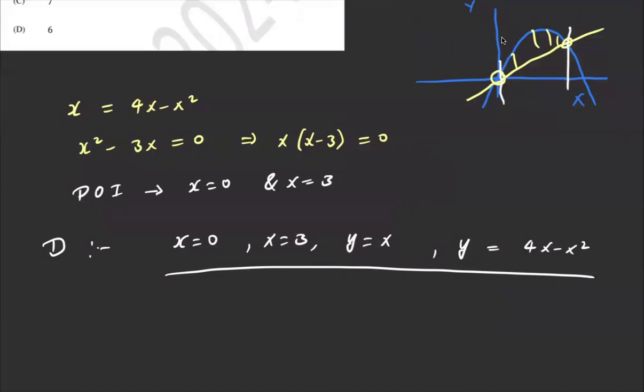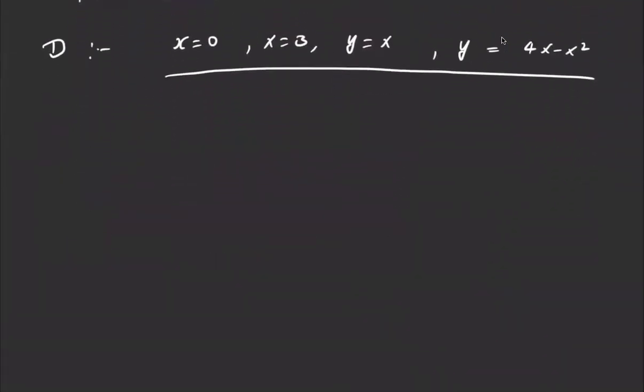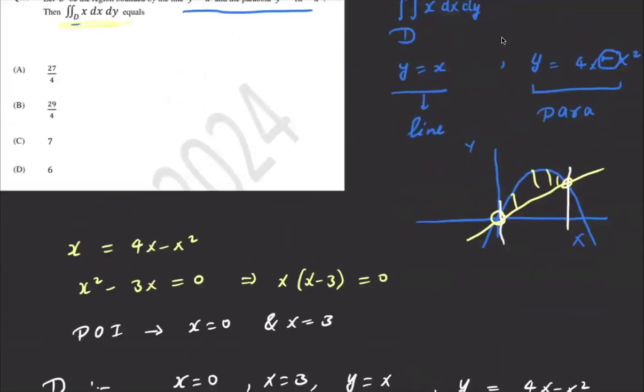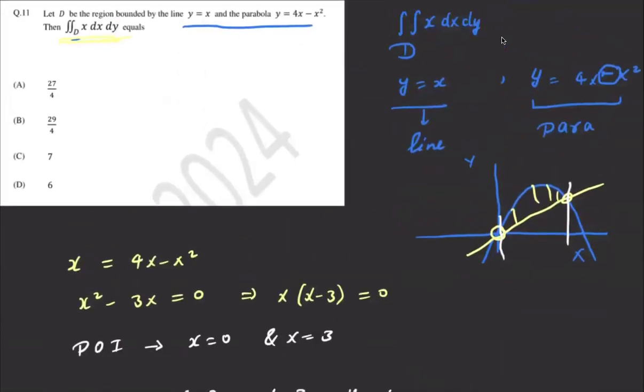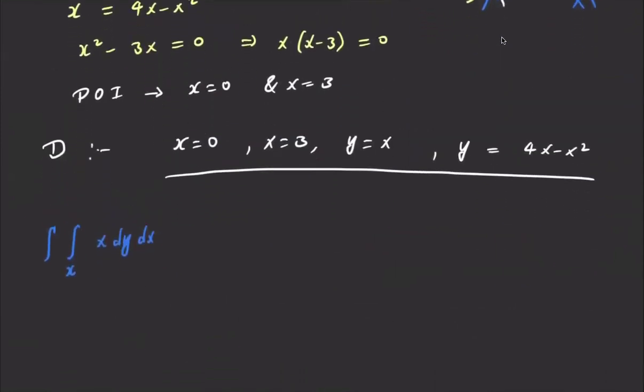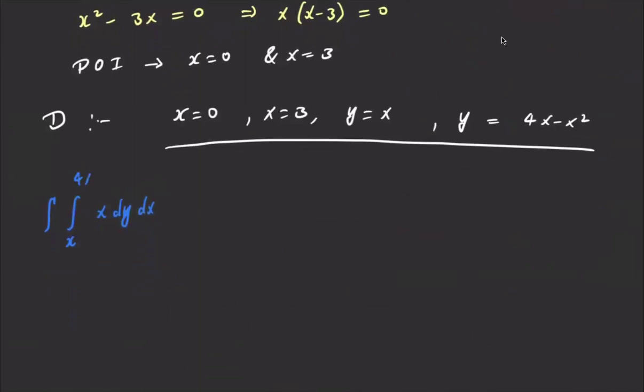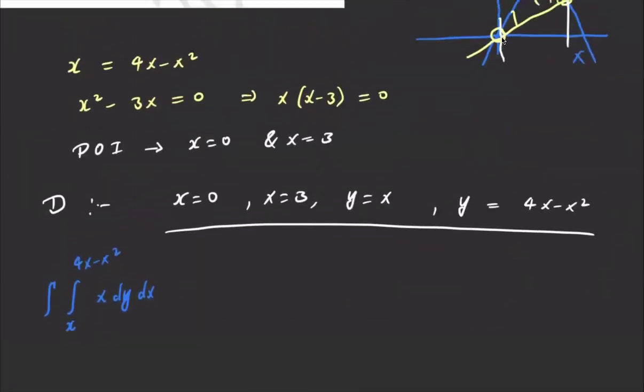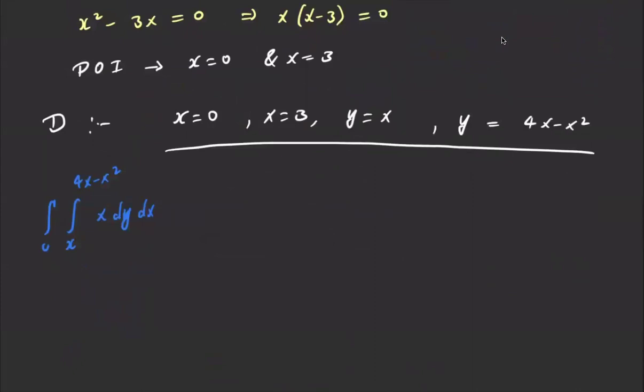That's the idea. Now we have to set up the double integration and calculate it. So we have to go for the integration over D of x dx dy. Now you can put up the limits. I can change the order: y goes from x to the curve 4x minus x square, and x has limits from 0 to 3.